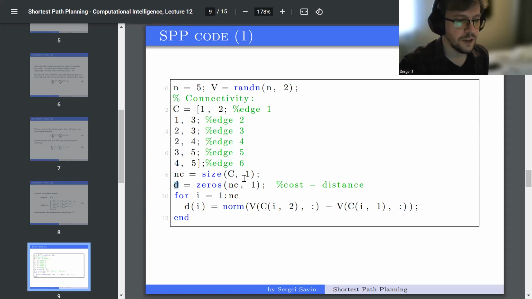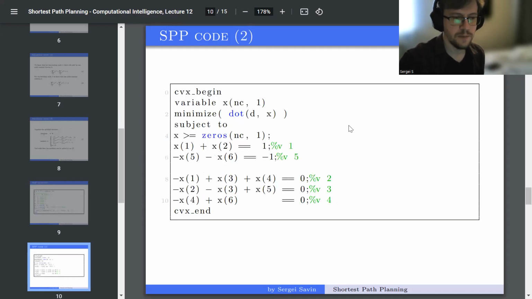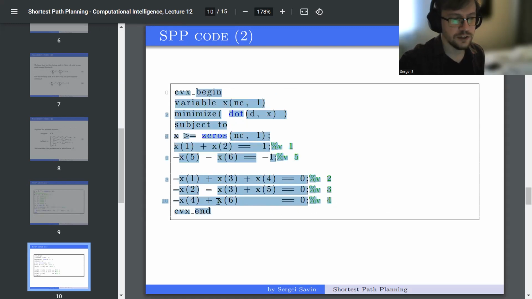Now, here's the cost. Here is the number of edges. Now, how do we compute cost? Well, for each edge, we just find the distance between positions of those nodes in the Euclidean plane. Here we just use this to generate those positions. Now, here is the optimization problem, the way it looks in CVX.